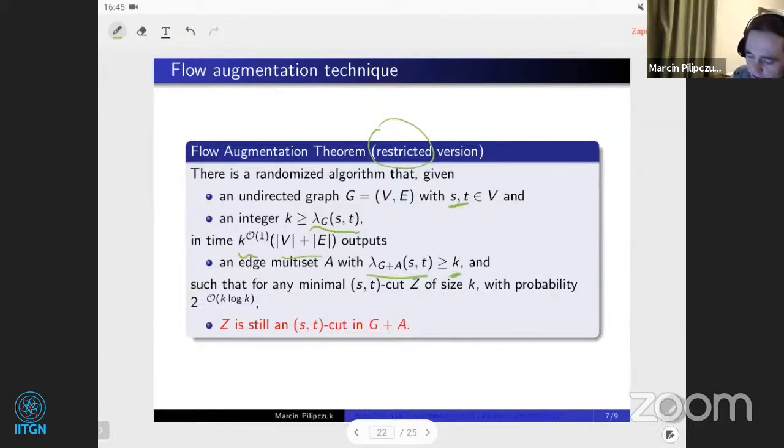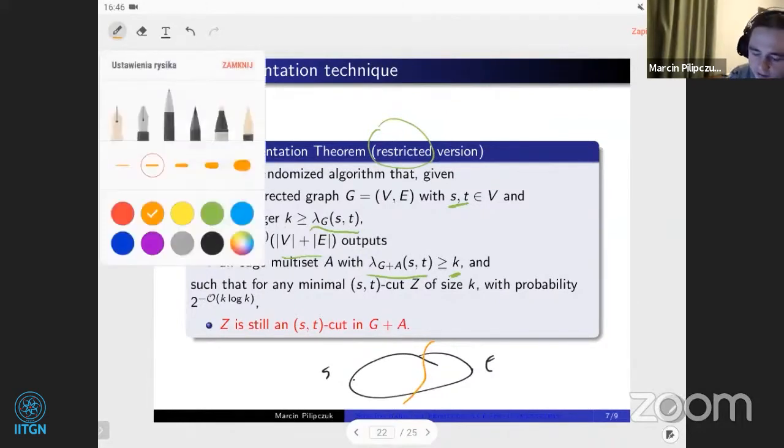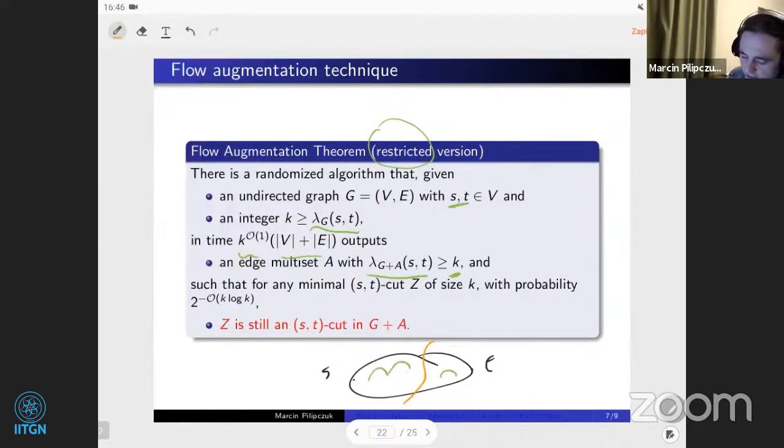And the point is that if somebody gives us this orange cut, so if there's this graph here with S and T, and somebody gives me an orange cut there, then this cut stays a cut after adding the green edges. So I'm adding green edges to the graph, and this cut stays a cut with some good probability, like inverse f of k, so that we will end up with a randomized FPT algorithm if we use this thing. So let's try to use this for our flow, for the bi-objective minimum cut problem.